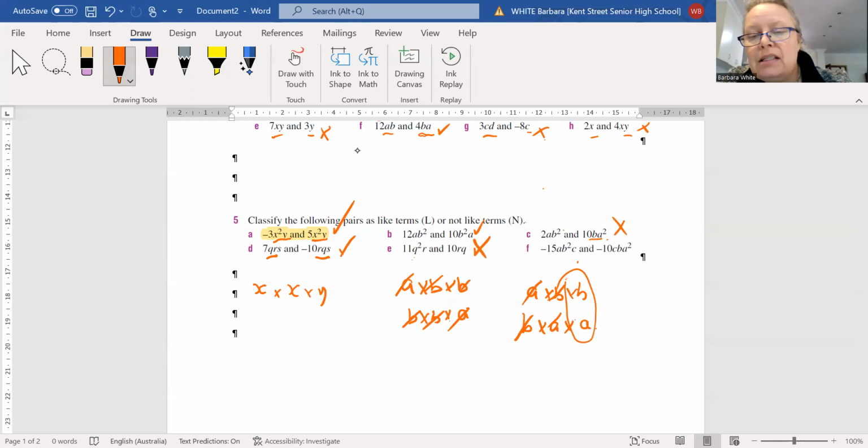A, B squared, C. So A times B times B times C, A times B times C. Those are not the same. Okay, so recognizing whether they're like terms or not like terms is important when you're going to collect the like terms.